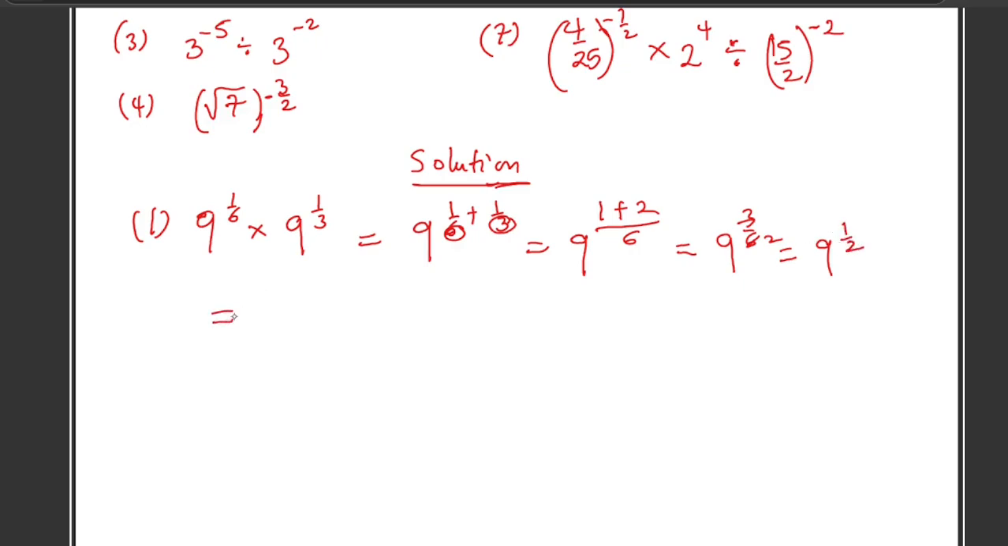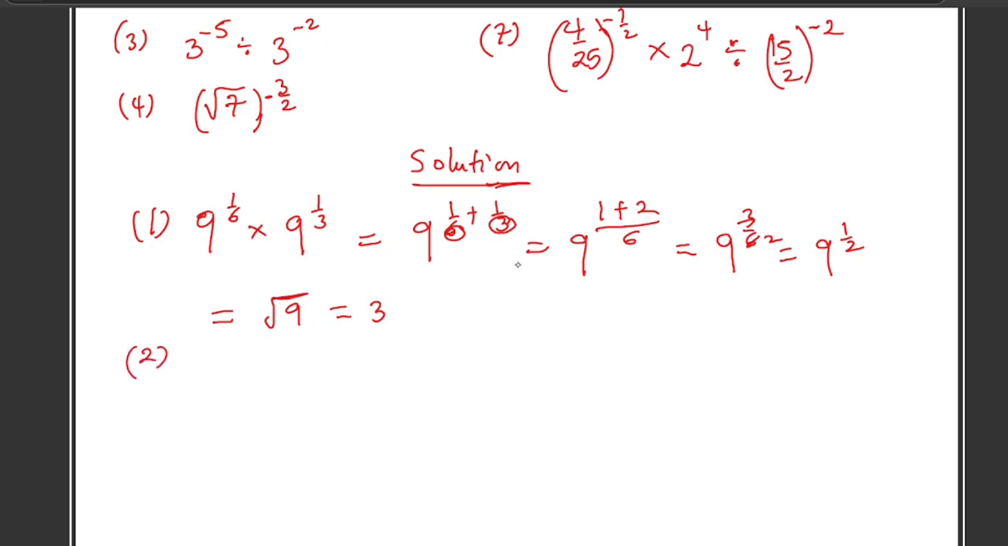And 9 raised to the power 1 over 2 can be simplified further. Remember we said fractional indices are roots. 9 raised to the power 1 over 2 simply means the square root of 9.